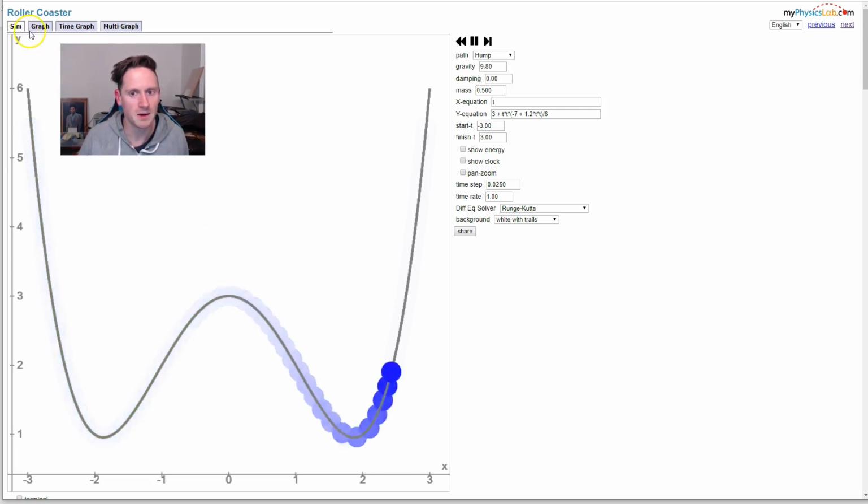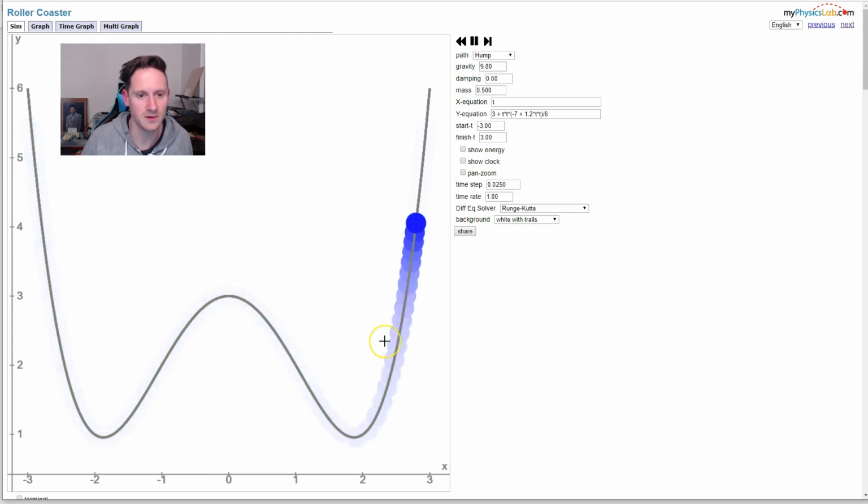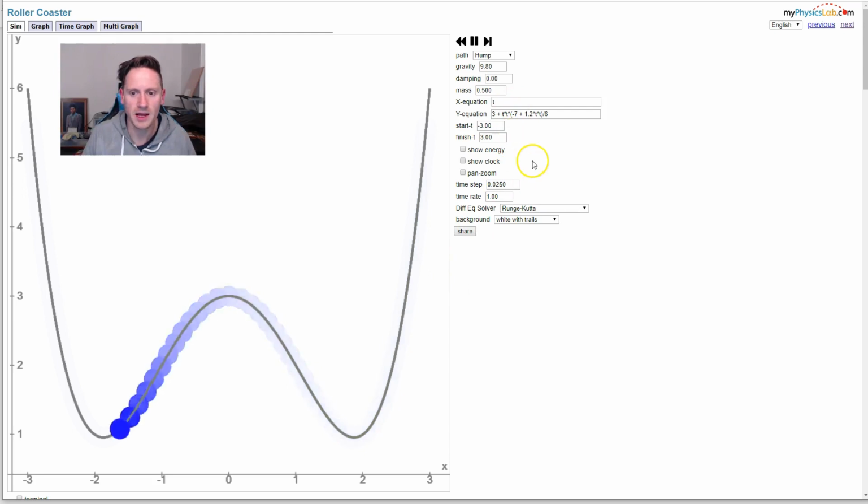So what I want you to do, there's a lot of stuff here that we don't really need. This is the basic simulation here. Now you can see that this marble or ball is just going continuously. It's going forever. So I've played around with this a little bit.